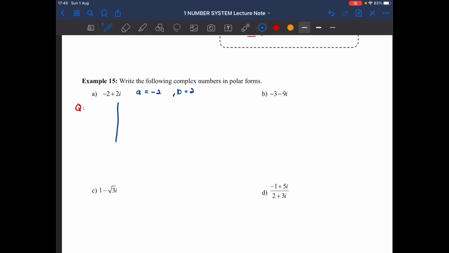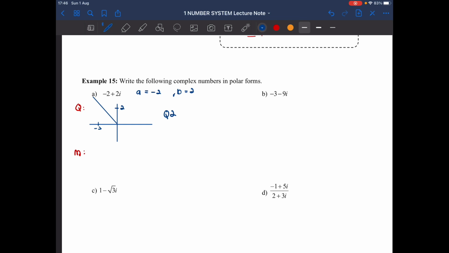Quadrant is negative 2, 2. A is negative 2 here, B is positive 2. Okay, so it is in the second quadrant. Okay, quadrant two. So the next one, modulus.